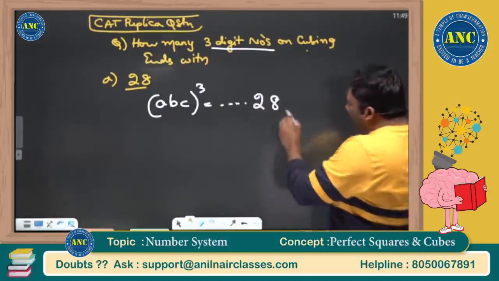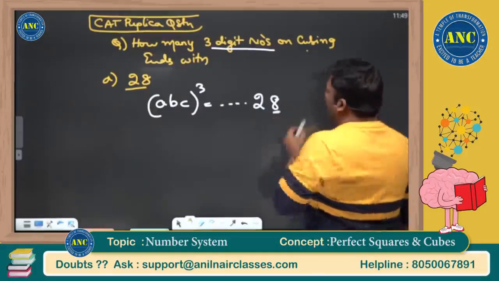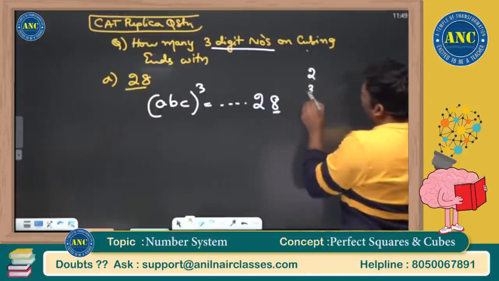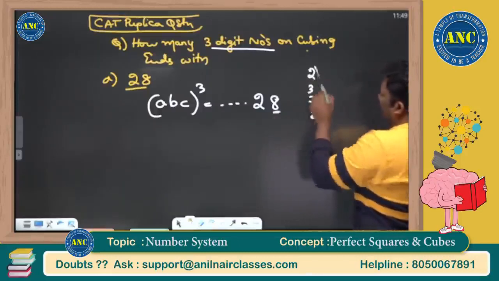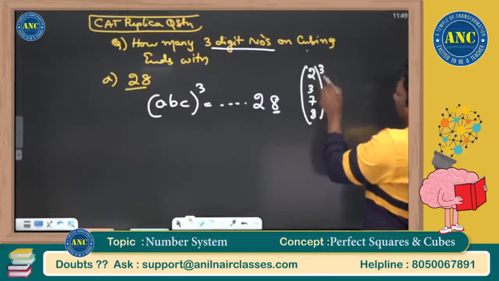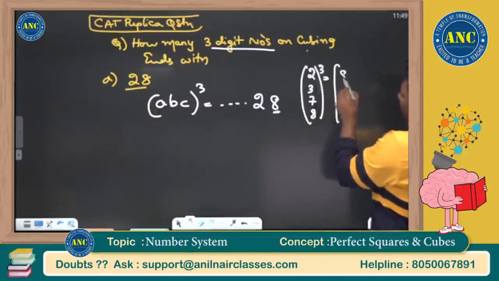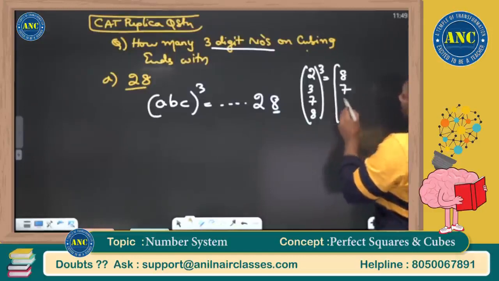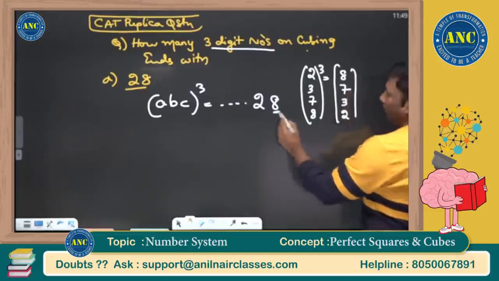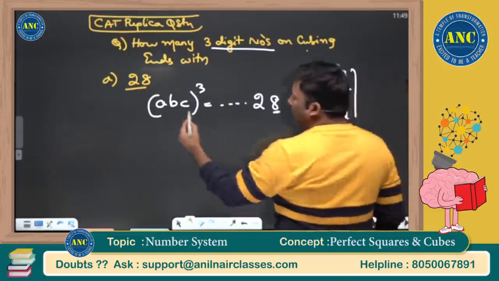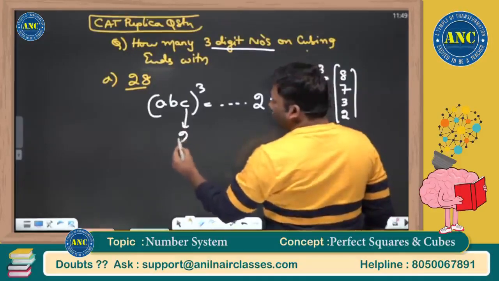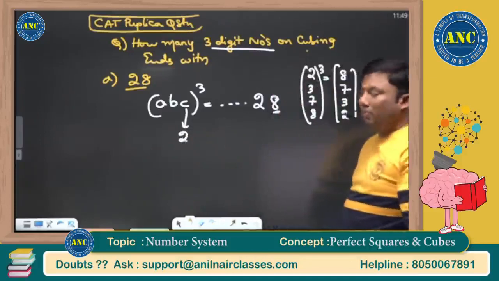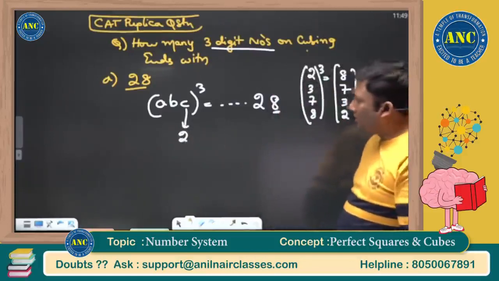Now, because it is ending with 8, just now we discussed a perfect square never ends with 2, 3, 7 or 8. On cubing, I will get the 10 minus unit digit. 10 minus 2 is 8, 10 minus 3 is 7, 10 minus 7 is 3, 10 minus 8 is 2. So for it to become 8 on the right-hand side, this should become 2. 2 cube is 8. I hope the concept is clear.